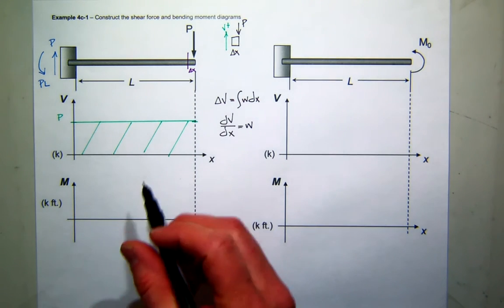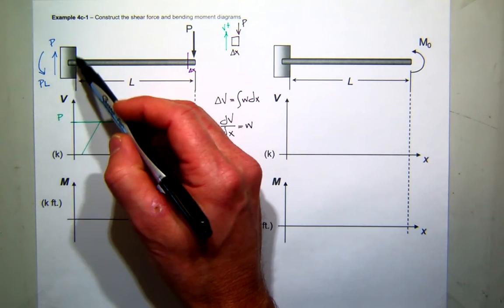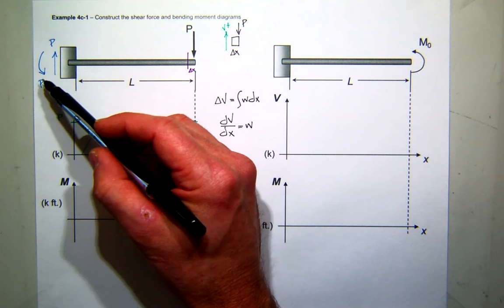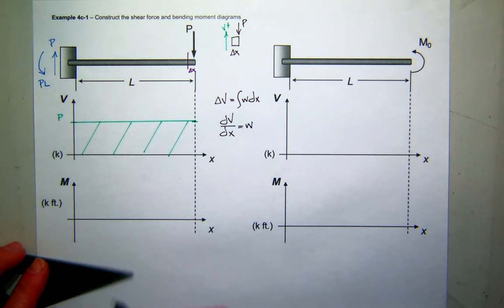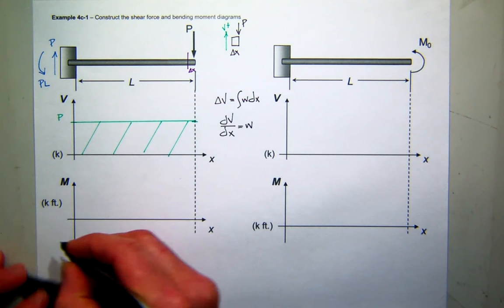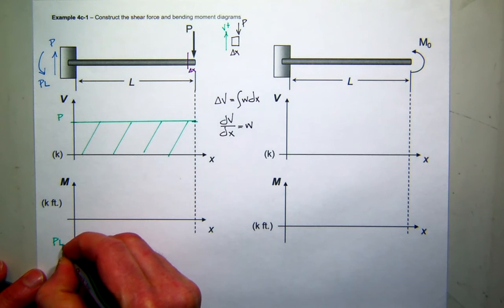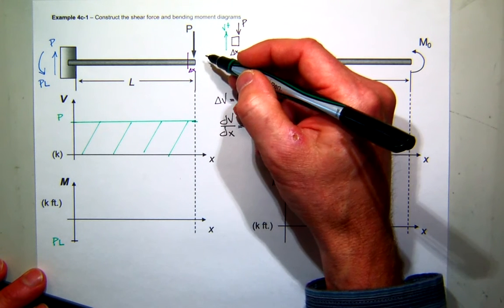All right, so now let's look up here for the moment diagram. What is the bending moment at the beginning point? We know the value is PL. Is that positive or negative? Negative. So we're going to start at negative PL. What's the moment at the free end? 0.